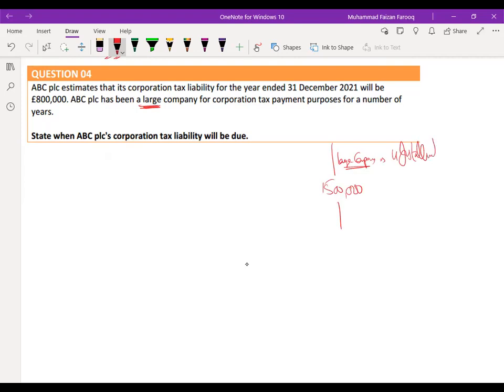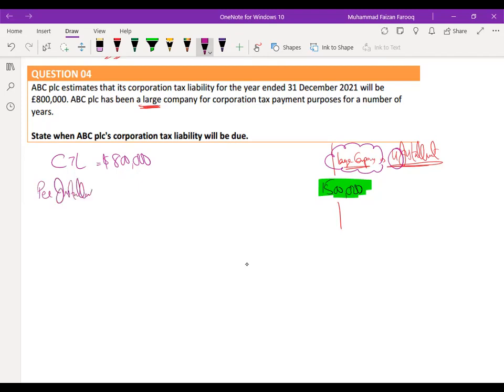See, there is no need to calculate AP in this question, but in order to remind you, I just write the format. This is a large company, they already mentioned, and we have to pay in 4 equal installments. The corporation tax liability is how much? 800,000. 4 equal installments means divided by 4. So the per installment amount will be how much? I will divide 800,000 by 4, 200,000. Any problems?